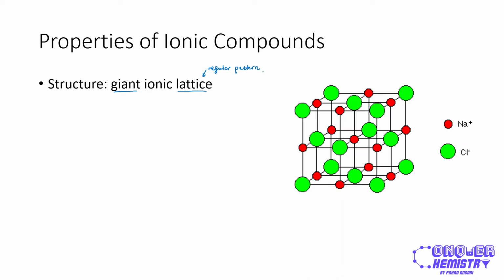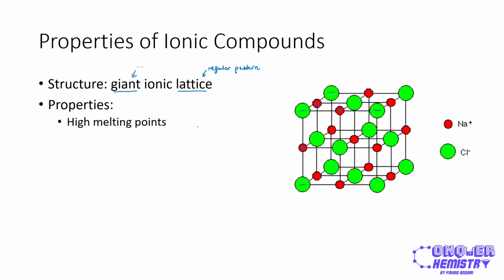And what is this regular pattern? Of alternating negative and positive ions, right? So you have negative followed by positive followed by negative. And this goes in all directions, right? So we have negative followed by positive followed by negative, negative, positive, negative, alternating positive and negative ions or cations and anions, right? Giant basically means that this goes on forever, right?